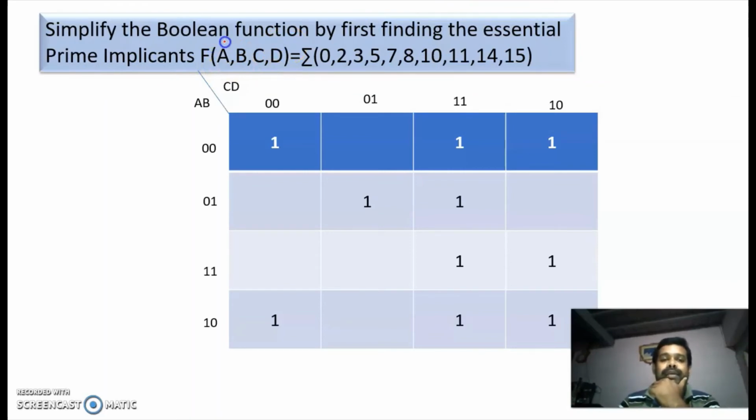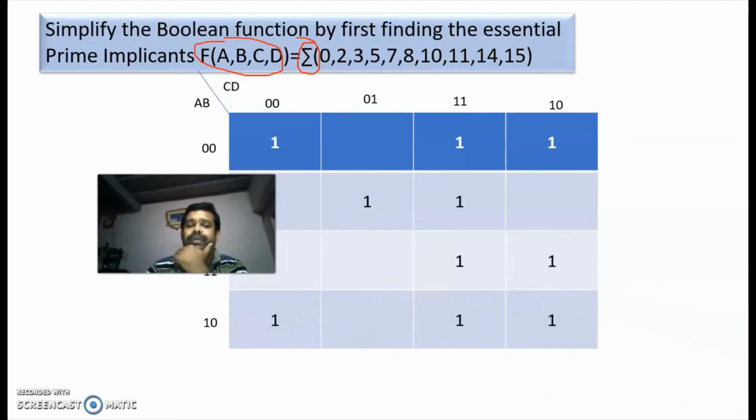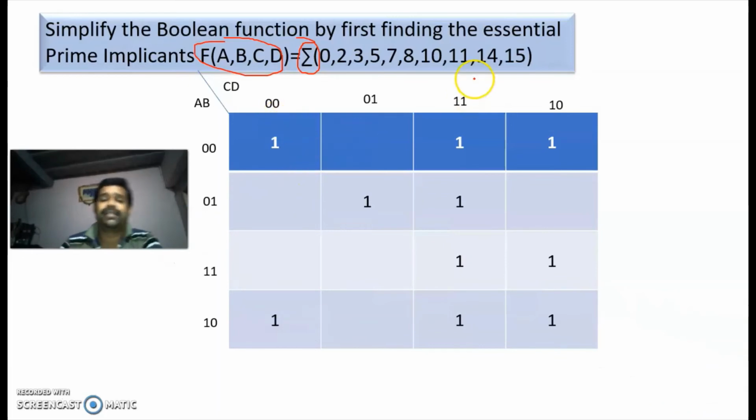So here you are having 4 variables, and the expression is in SOP, and they have given some numbers. So we have plotted the given numbers 0, 2, 3, 5, 7, 8, 10, 11, 14 and 15. Now we want to find which are essential prime implicants. After that we have to simplify.